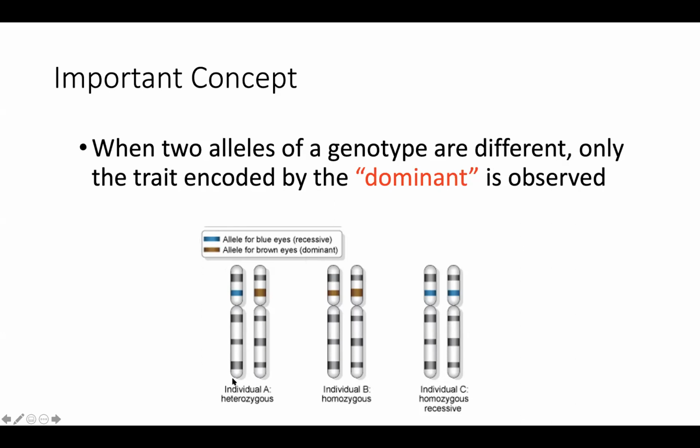So what is the probable eye color for individual A, based on what we just learned? What would we predict to be the eye color for individual A? Brown. Why, Xavier? Because it's the dominant. Right, because the brown allele in this case is the dominant form. Thank you.